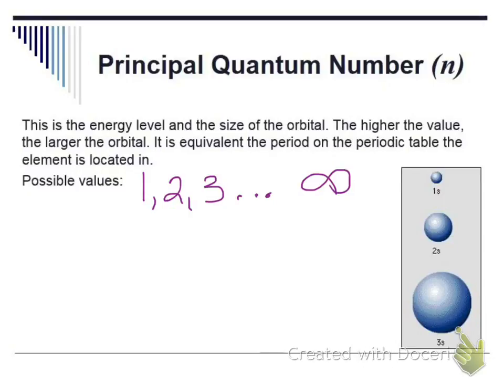It corresponds when we're doing this with the coefficient in front of it. So this is a 1s, this is a 2s and 3s, and notice how much bigger they get as you go. So this is energy level 1. That would basically be only hydrogen and helium. They're the only things that are just in energy level 1.